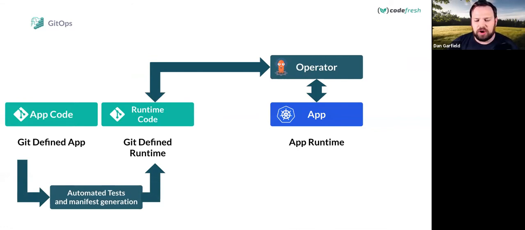Once that occurs, you can have an automated way of generating manifests that are then deployed into a runtime repo. So you have two Git repos, one for your application, one for your runtime definition, your manifests and things like that. And this is what the operator actually goes off of to deploy into the cluster.